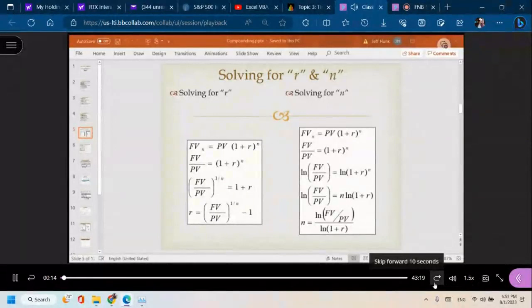Pre-recorded lecture for time value of money, and today's topic is, as we discussed, a single cash flow model. So in our last class, we discussed how to solve for the rate from the base compounding model for future value, right?